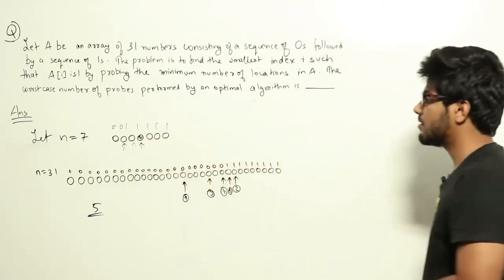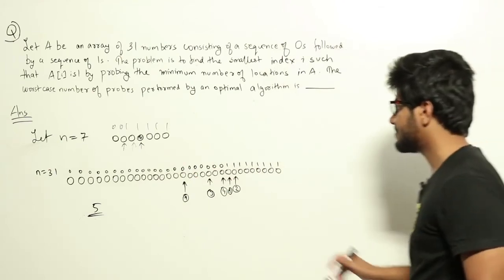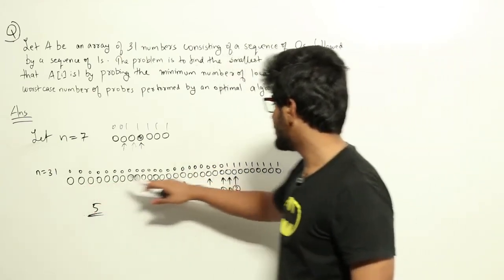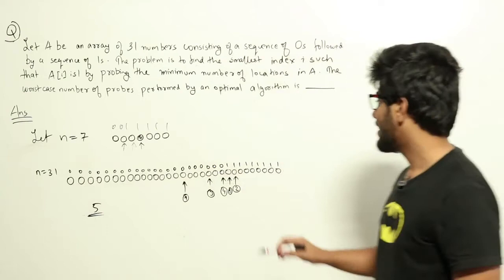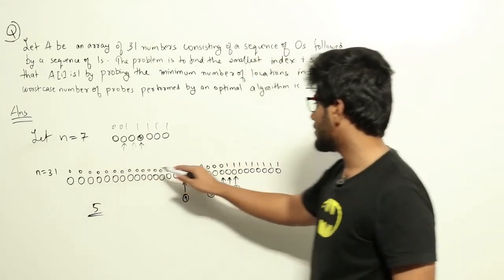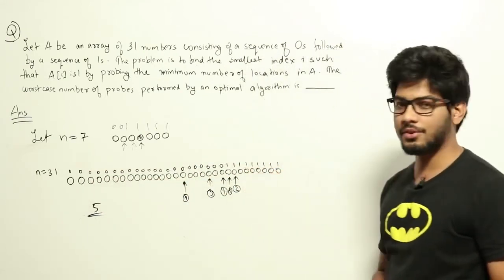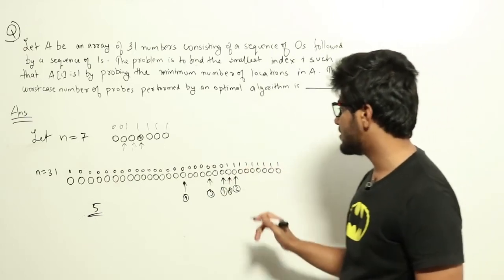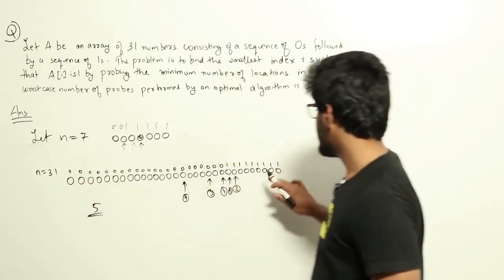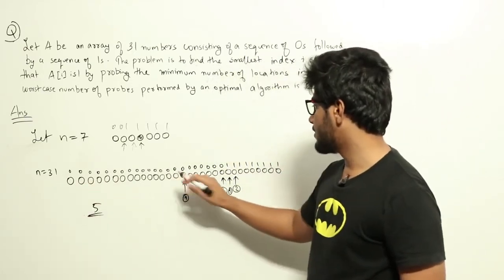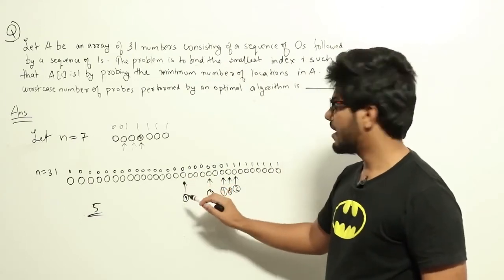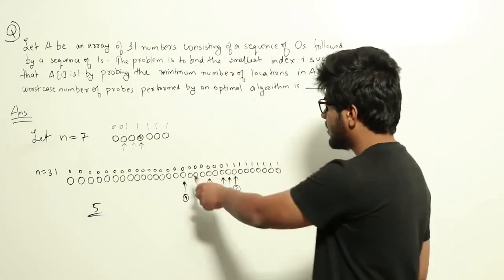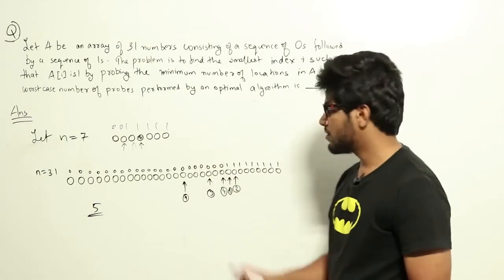Now let us take it to n equal to 31. Now I have drawn 31 nodes here, and let us say these are the numbers 0, 0, 0 and 1 starting from here. Again, I'll perform binary search. So this is 1, this is 31. The middlemost one will be this one, 16. This is my first probe. I see that it is 0, meaning I need to continue the probing to the right side of this.